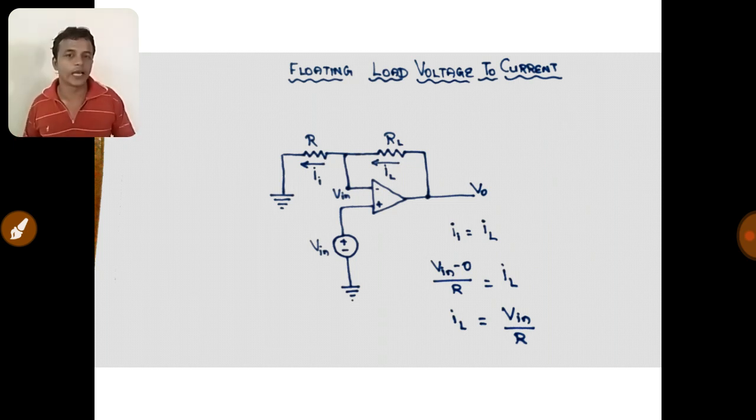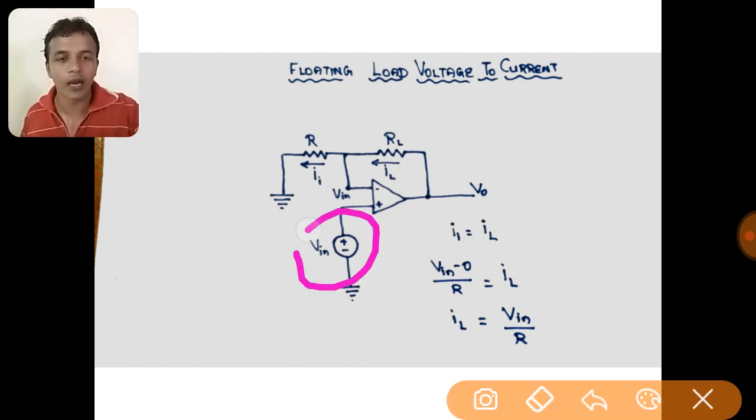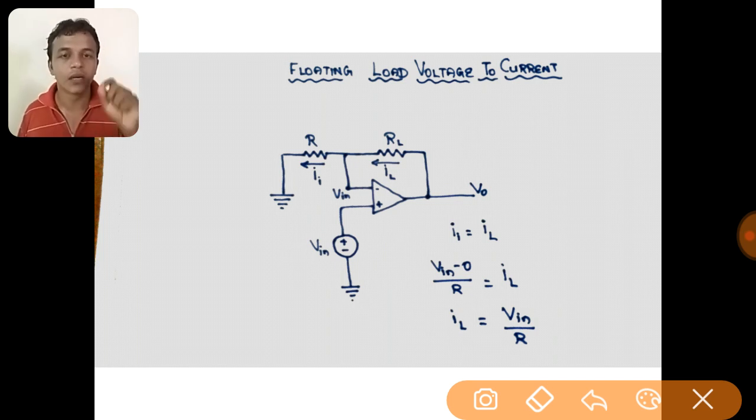It is basically a non-inverting amplifier circuit. Non-inverting amplifier circuit means we are giving the input voltage source to the non-inverting terminal of the operational amplifier. Vin is given to that, and due to virtual ground, the inverting terminal is virtually grounded with respect to the non-inverting terminal.